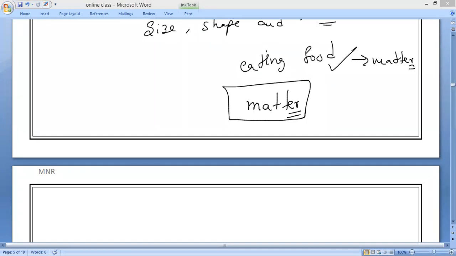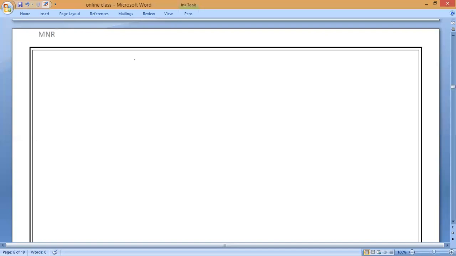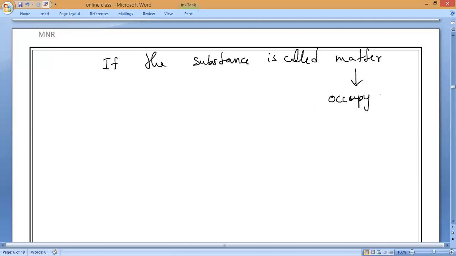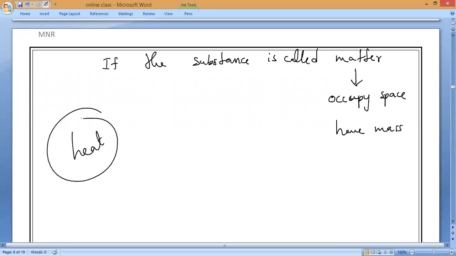Now, if you notice here, what is the condition for matter? If the given substance is a matter or not, how can I decide, guys? If the substance is called matter, it needs to satisfy two conditions. What are they? It must occupy space, and it must have mass and volume. For example, I will ask: is heat a matter or not? Anybody can tell me. Heat.